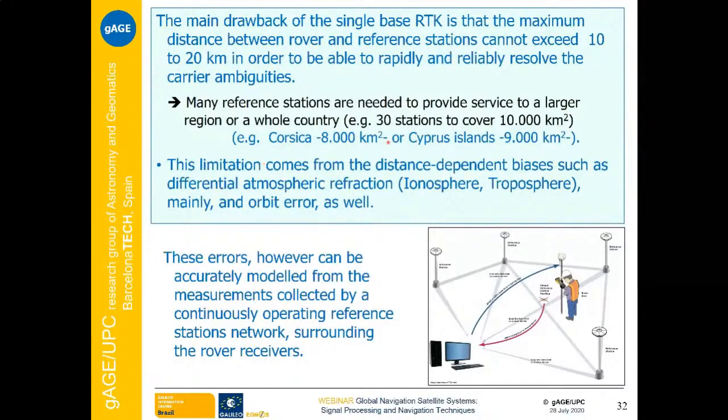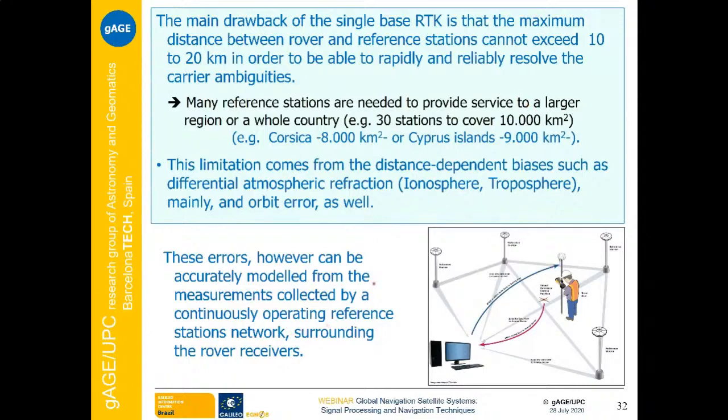For instance, we need about 30 stations to cover 10,000 square kilometers. This is like the Corsica Island or the Cyprus Island. Then, as I commented before, this limitation comes mainly from the atmospheric propagation error, mainly from the ionosphere. Then, how to overcome, how to improve, how to extend the baseline?